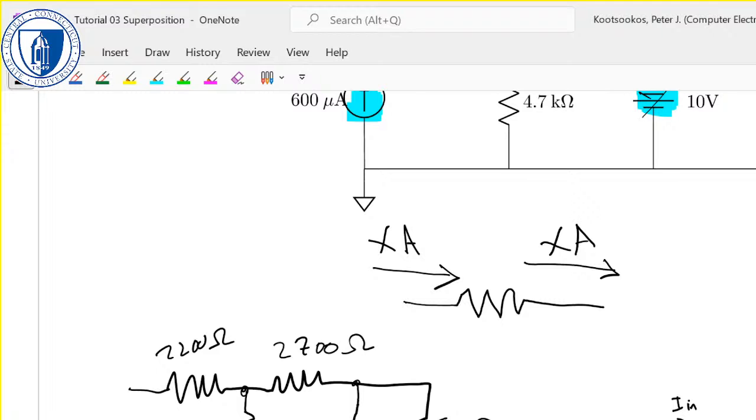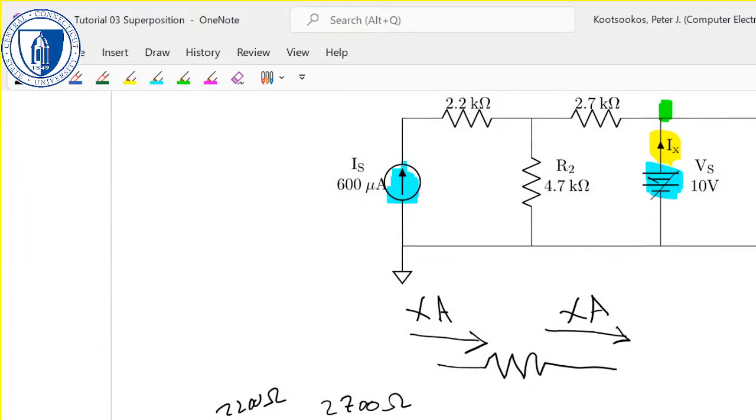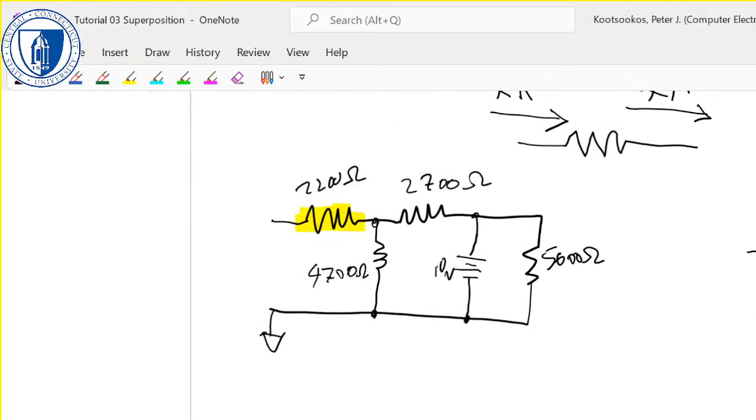Okay, I replaced the current source with its ideal, set the current to 0. Setting the current to 0 makes it an open circuit. And then I can just leave it open. This one here doesn't take any part in the analysis, right? There's no current flowing through it.